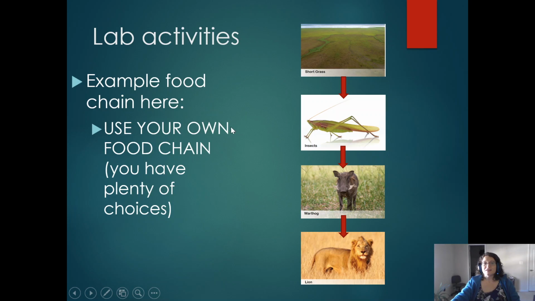So this is an example food chain. I use these same pictures here, but remember to use your own food chain. There's a lot of different food chains you can make. The lion does not only eat warthogs. So this is an example.